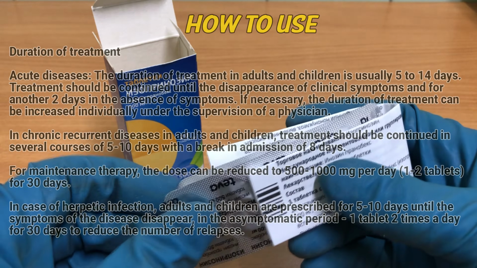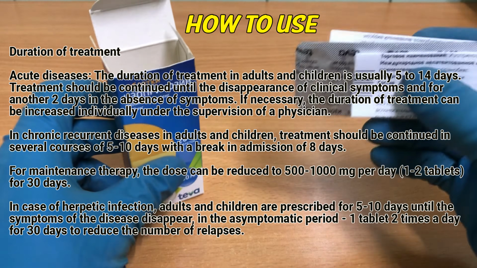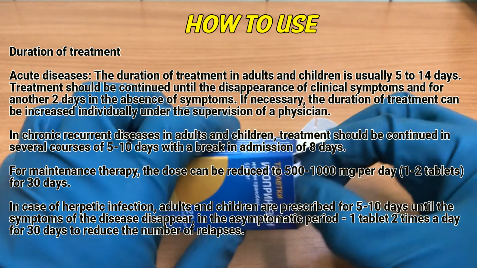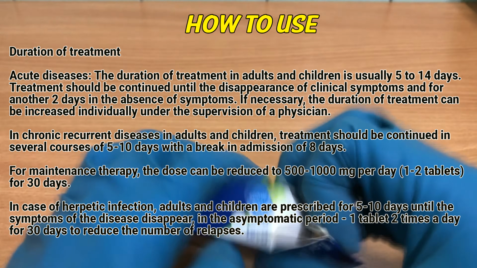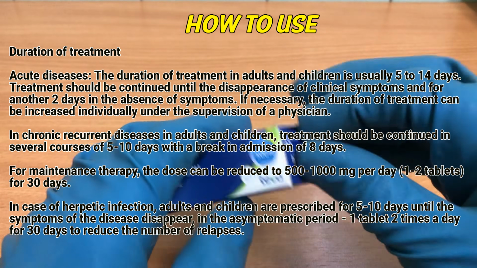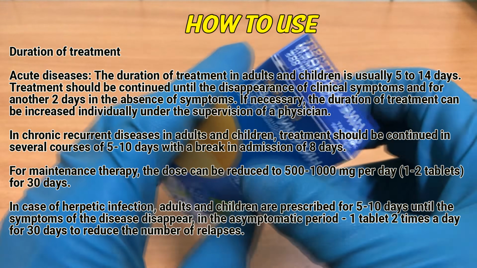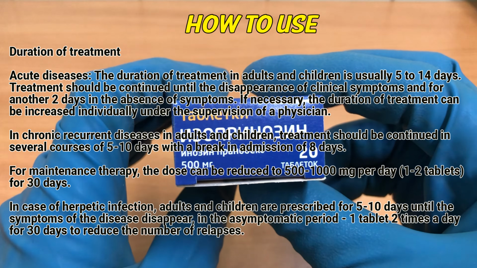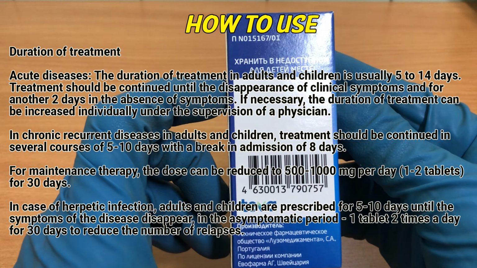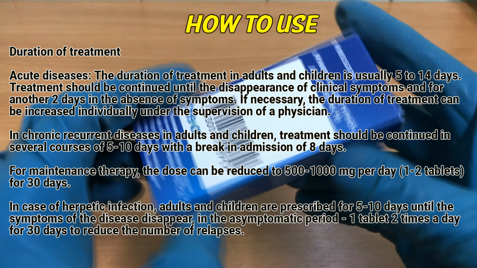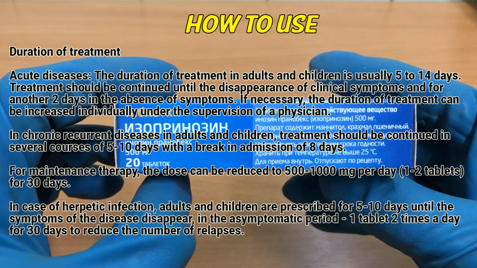Duration of treatment. Acute diseases: the duration of treatment in adults and children is usually 5 to 14 days. Treatment should be continued until the disappearance of clinical symptoms and for another 2 days in the absence of symptoms. If necessary, the duration of treatment can be increased individually under the supervision of a physician. In chronic recurrent diseases in adults and children, treatment should be continued in courses of 5 to 10 days, with a break in admission of 8 days.